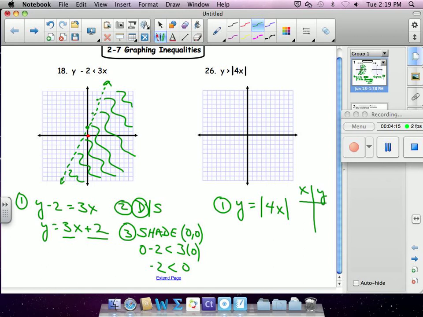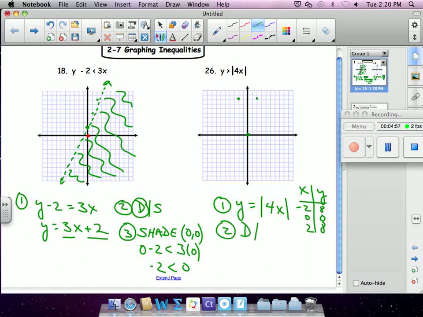If I decide to do that, let's say I graph negative 2, 0, and positive 2, just to generate some points on my lines. If x equals negative 2, 4 times negative 2 will be negative 8. Absolute value of that would be positive 8. Plug in 0, you get 0. Positive 2 is positive 8. Now I'll graph those points. So negative 2, positive 8. 0, 0, and then 2, 8. Step 1 is done.